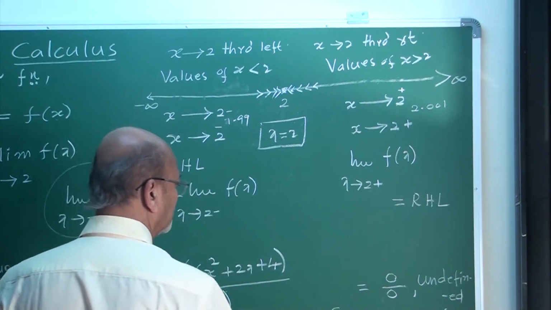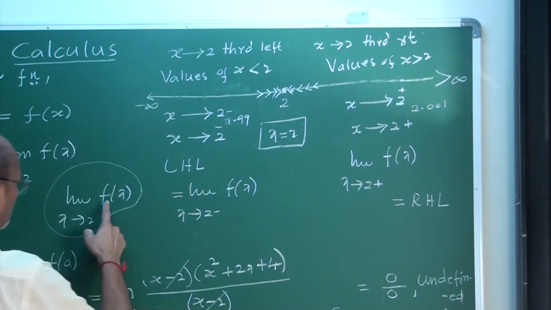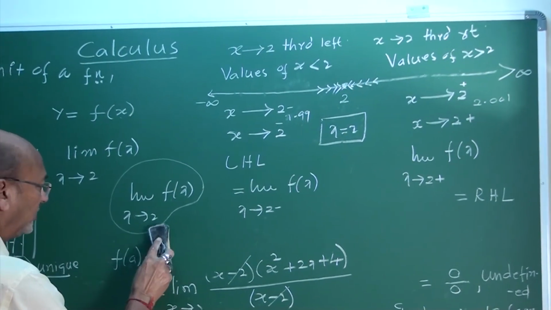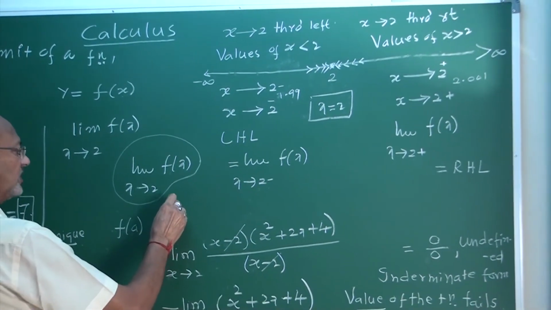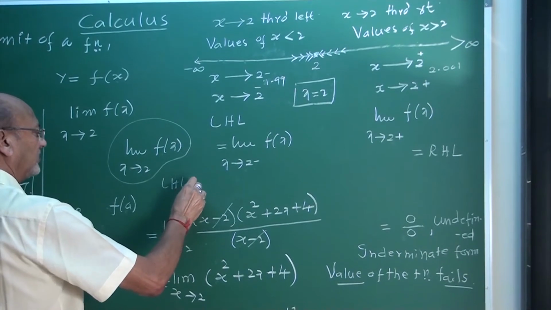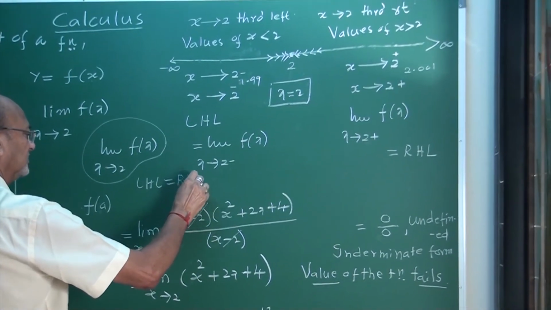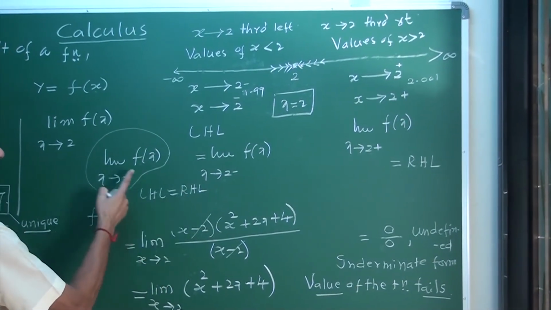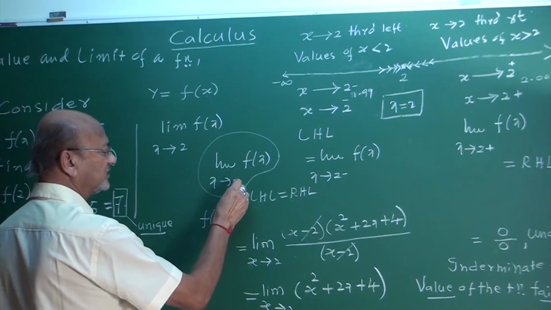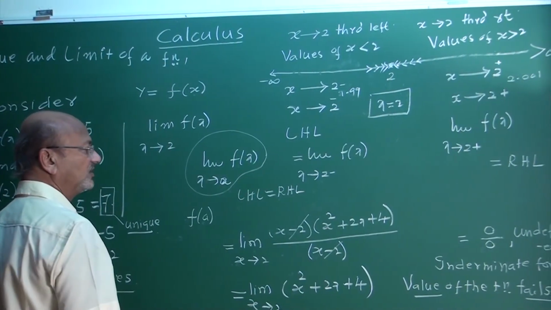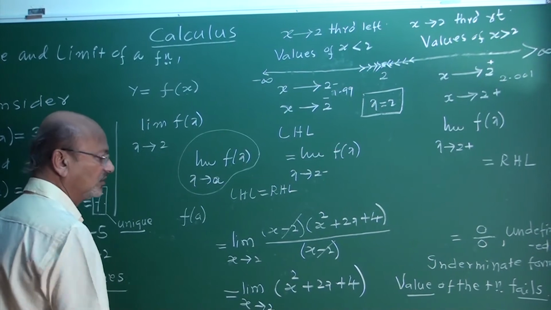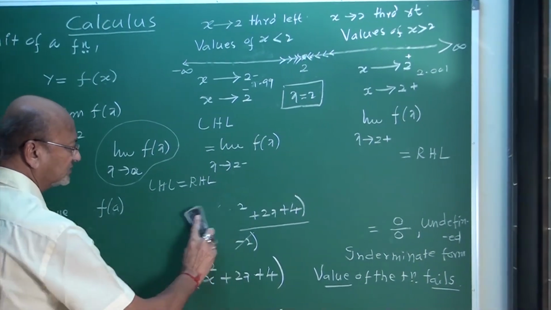And the limit of the function exists only when LHL equal to RHL. If LHL is not equal to RHL, the limit of the function as x tends to a does not exist. Yes, my friends.